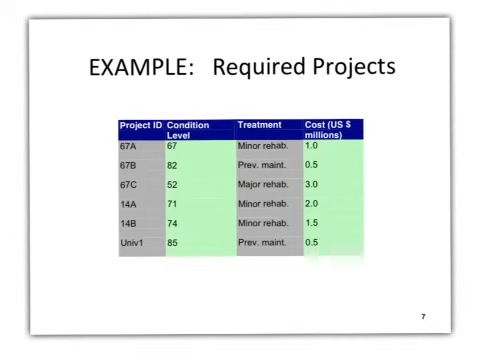This is an example of all the required projects that need to be fixed. At the beginning I need to have the project ID, and then this is the condition level, which is basically the measured PCI, and then those are the treatments that we are recommending. For example, 76 would require minor rehabilitation, 82 preventive maintenance, 85 also preventive maintenance, and we also need to know the cost in dollars, or in $1 million, for each one of those projects.